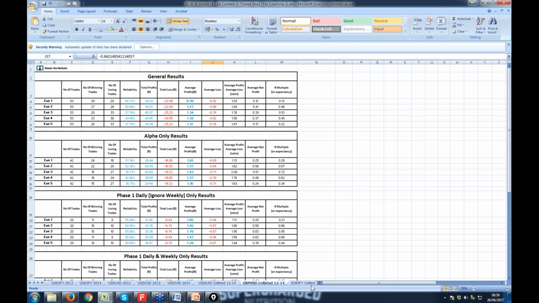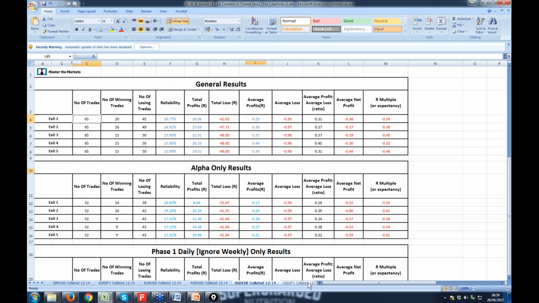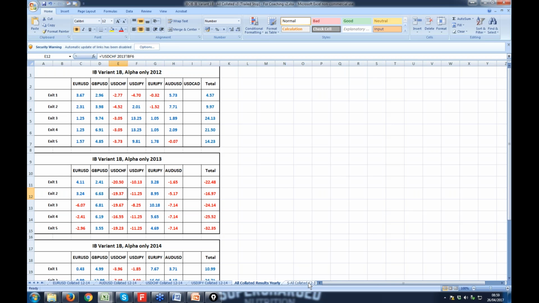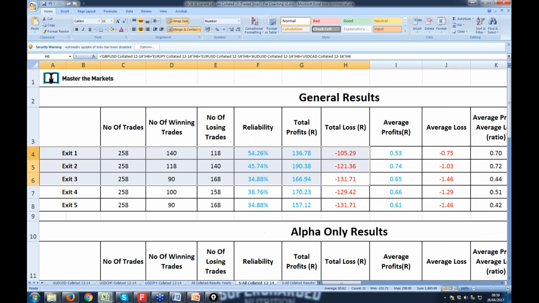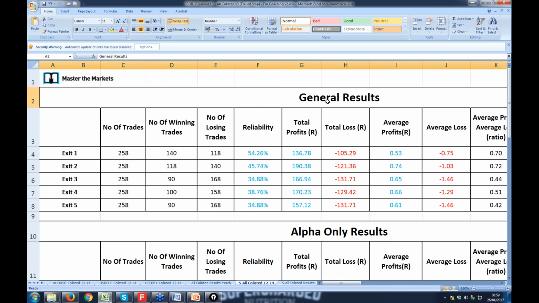So you can see, if I show you the collated results for all of the currencies just here, you'll see very quickly that there are 258 trade samples in the general results.